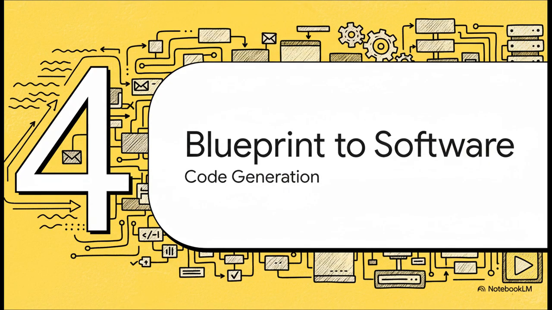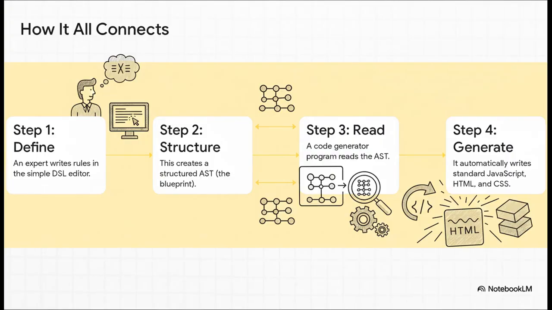All right, we're almost there. The expert has defined all the rules in this nice, friendly editor, which has created that structured AST blueprint. But how does this actually become a real running application? This is the final and really crucial step. So here's how the whole thing connects in 4 simple steps. 1. The expert defines the rules in the editor. 2. That action creates our structured AST, the blueprint. 3. A special program called a code generator comes along and reads that blueprint. And 4. This generator automatically writes all the real-world code, the JavaScript, HTML, and CSS that's needed to build the final application. No manual coding required.